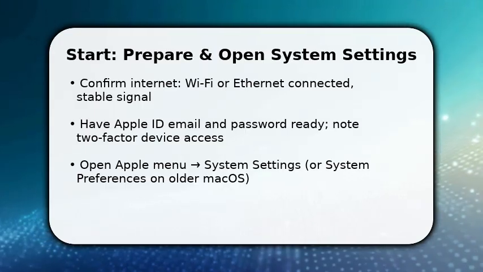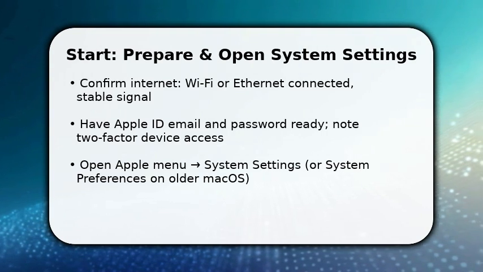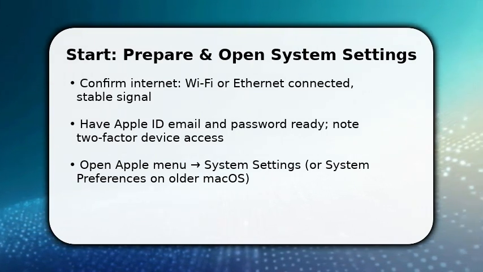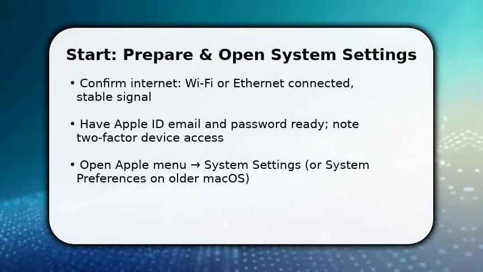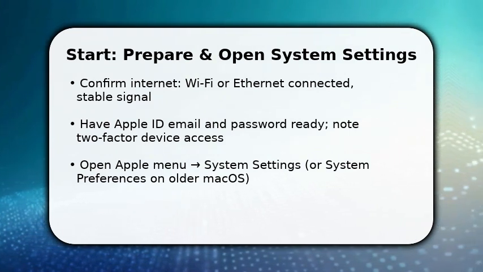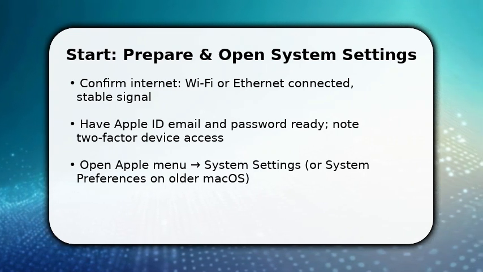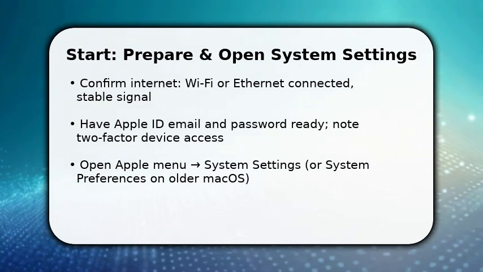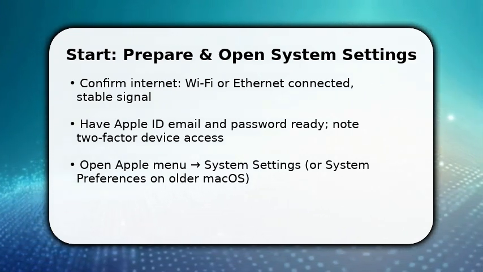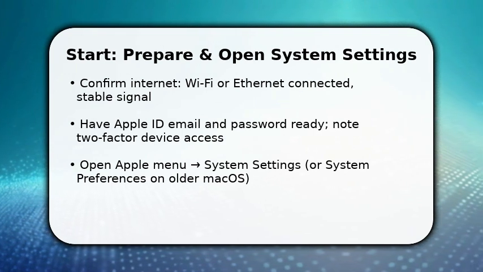You begin by checking Essentials. Make sure the Mac is online and you have your Apple ID email and password handy, plus access to a trusted device for two-factor codes. Once done, click the Apple menu and open System Settings. On older Mac OS, look for System Preferences. This gets you directly to Apple ID options so you can sign in.